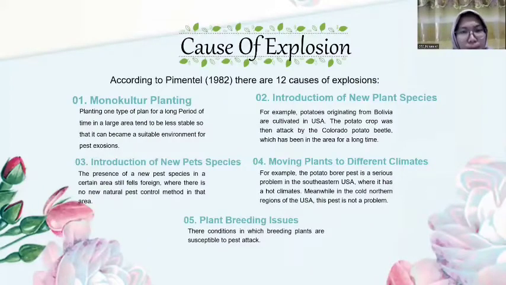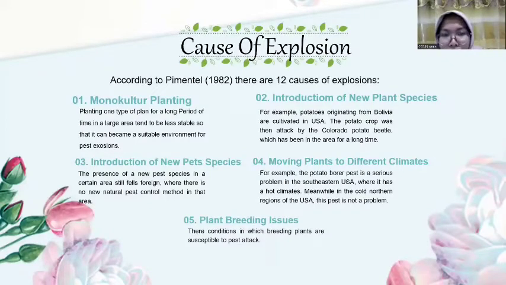Cause of explosion. According to Pimentel, 1982, there are 12 causes of explosion. First is monoculture planting. Planting one type of plant for a long period of time in a lake area tends to be less stable, so that it can become a suitable environment for pest exhaustion.